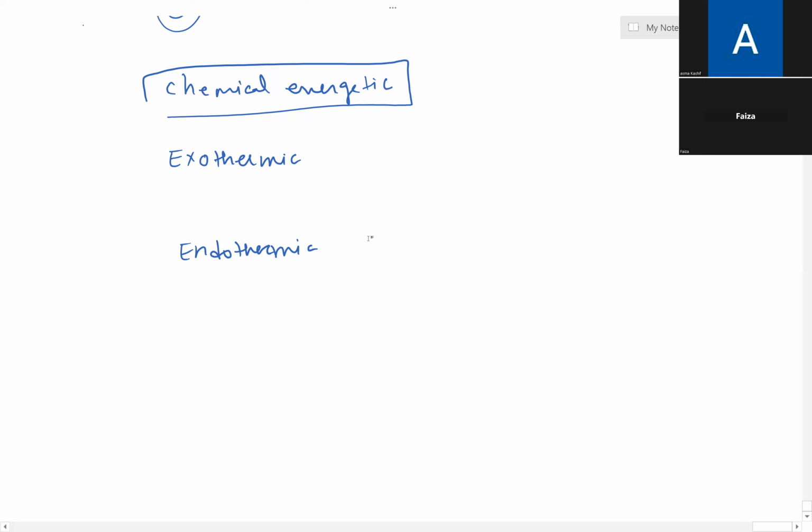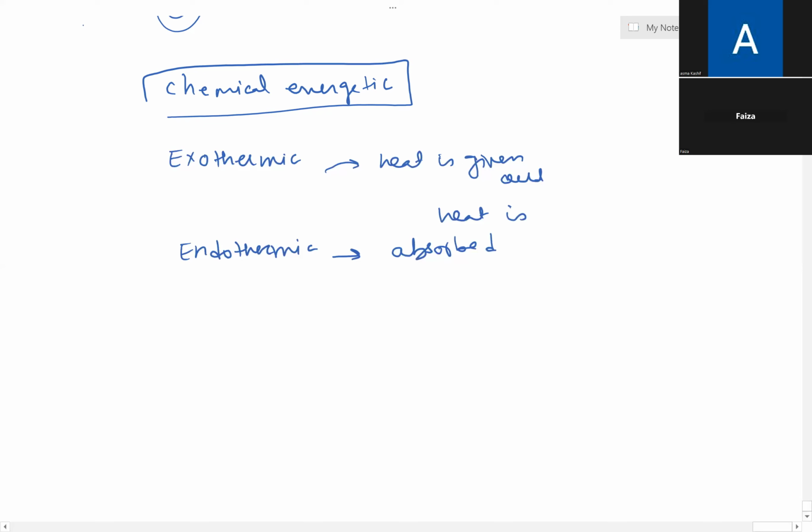Exo gives out the heat in the surroundings, right? Okay, fine. Heat is given out. And endo absorbs the heat. Okay, and endo is when heat is absorbed, heat is taken in.